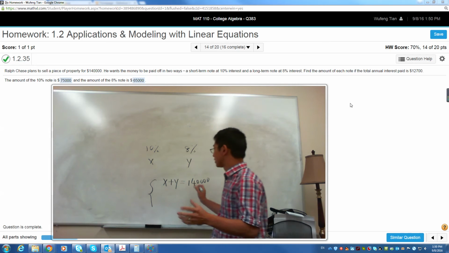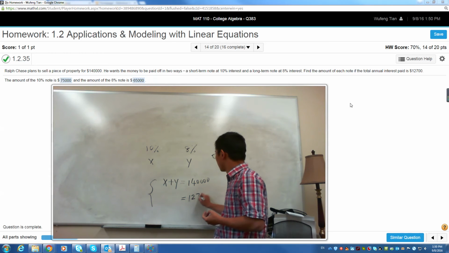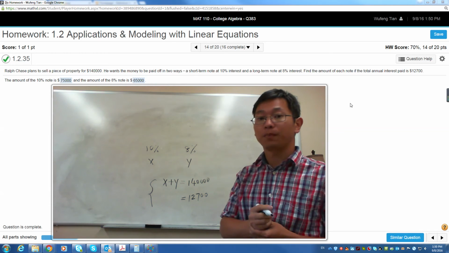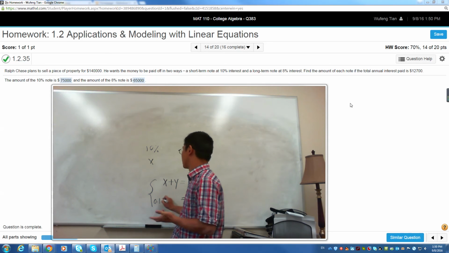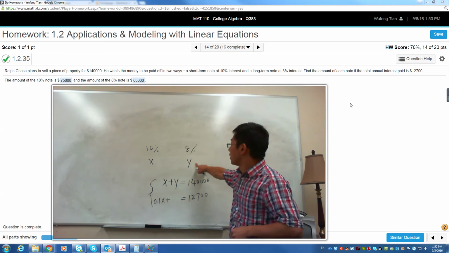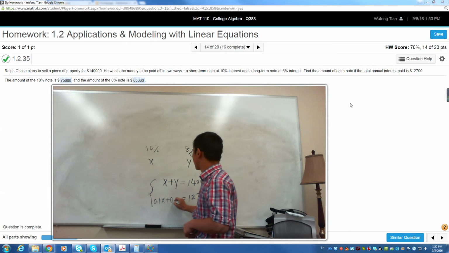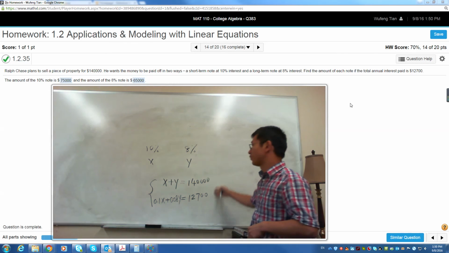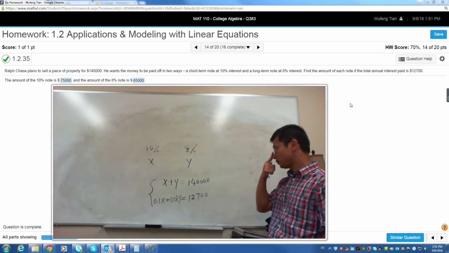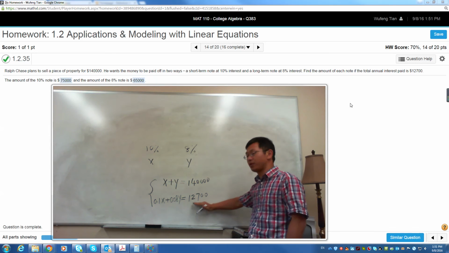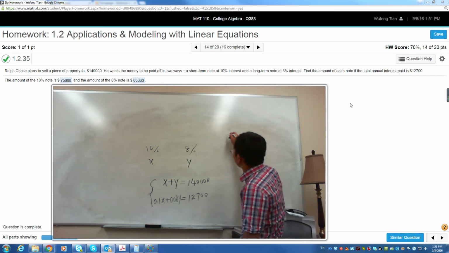Then the total interest amount is 12,700. The interest generated from the 10% is 0.1x, which is 10% of x. The interest generated from the 8% is 0.08y, which is 8% of y. Then you solve this equation system and find out what x is, what y is. I think if you took Math 105, you know how to solve this equation system, right? But I'll give you a little bit of help here as well.